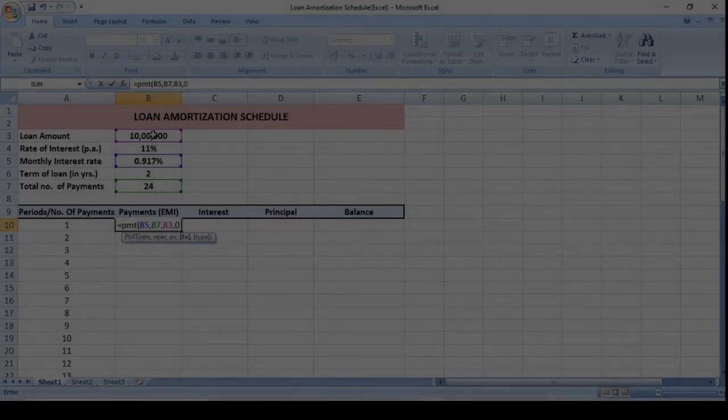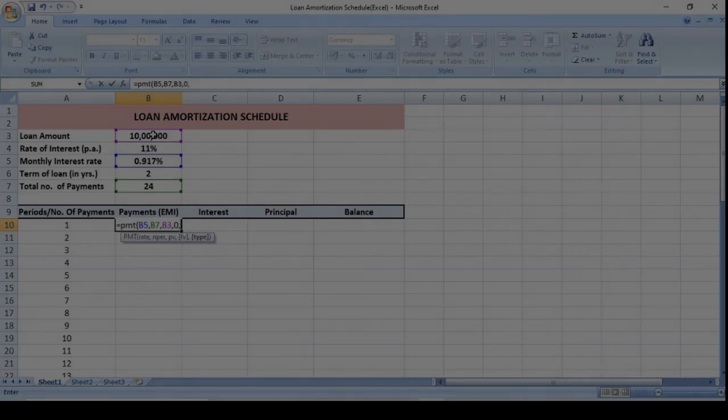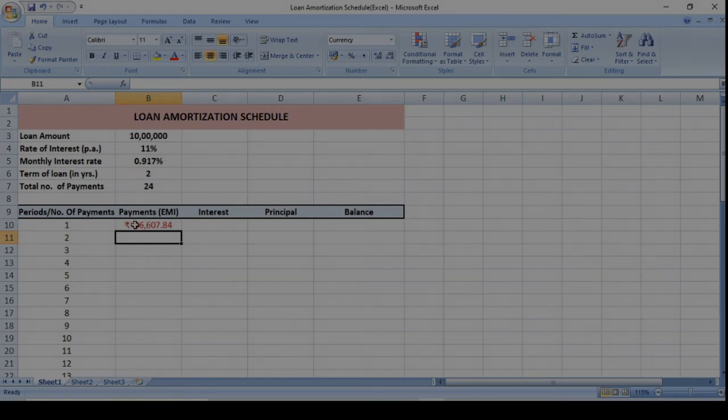And the type, here the type by default we have to take as 0, otherwise we can take it as 1 when the repayments are made at the beginning of the period. So generally it is assumed that the repayments are made at the end of the period or at the end of the month, so that is why we will take it as 0. If the payments are to be made at the beginning of the period, then we will have to take it as 1. You can ignore this also. By default it will take it as 0. Enter.